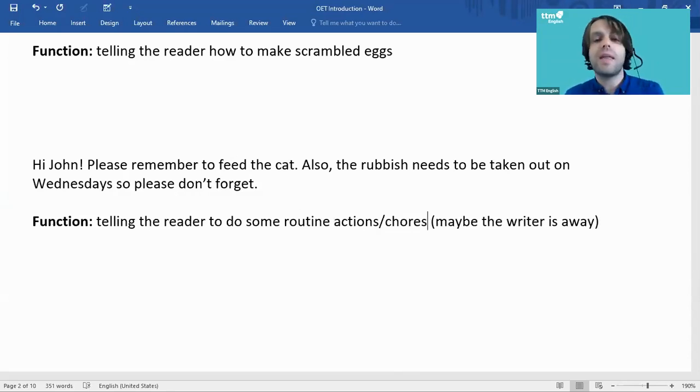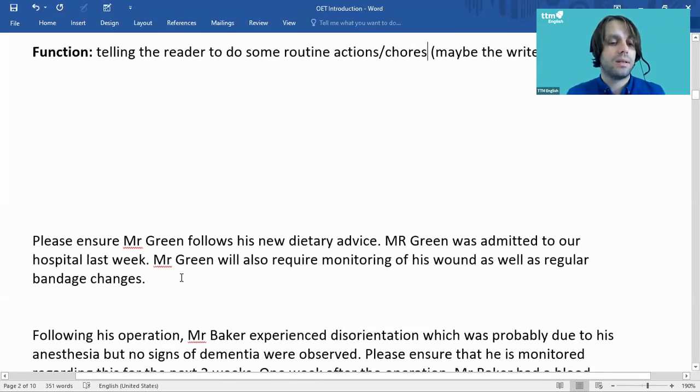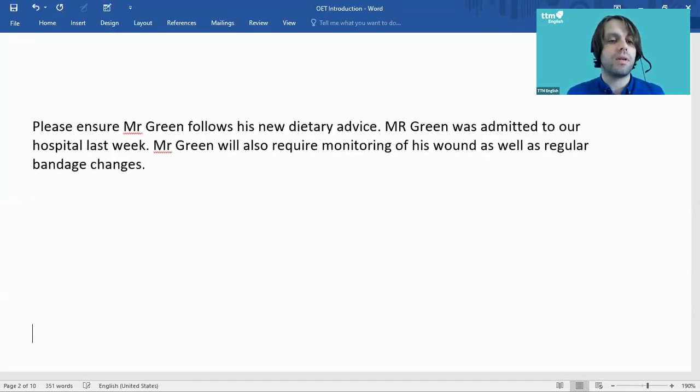Okay, so you get the idea. Paragraph function is just the reason why you're writing. Okay, let me show you another one though. Now we're getting a bit more into OET territory.